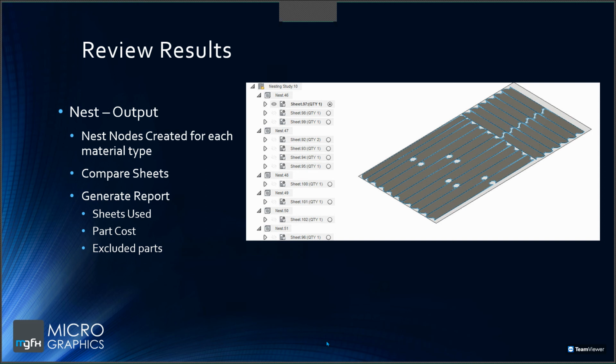And you can also then generate a report from the results, and the report would show you how many sheets were used, what your part cost is, and parts that may have been excluded, might not have fitted onto a sheet. And so that report would have that information and more.